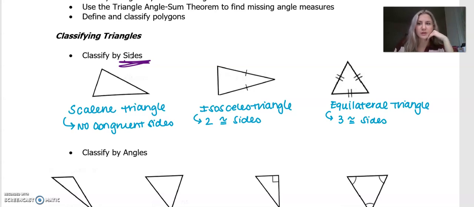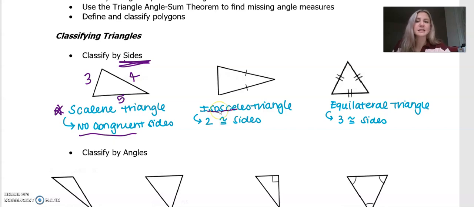on the screen. We've got a scalene triangle. That's this one. A scalene triangle has no congruent sides. There's nothing that's similar when we're looking at a scalene triangle. The sides, this could be 3, this could be 4, this could be 5. Sides are all different. They're not congruent.